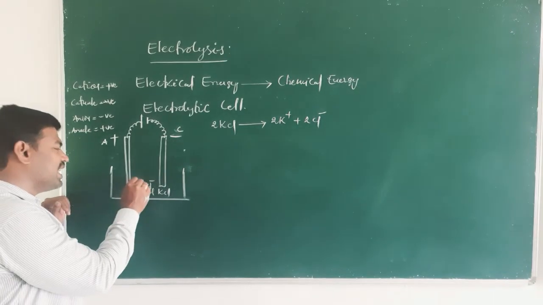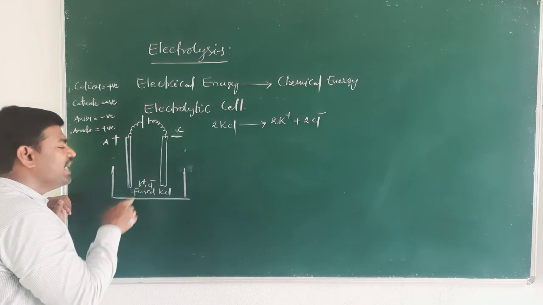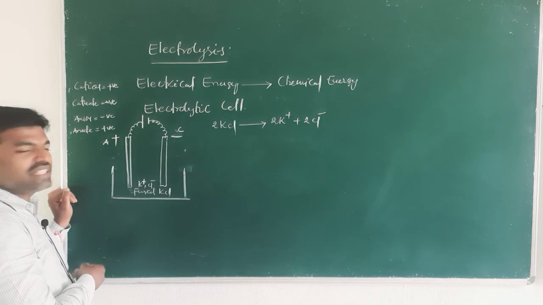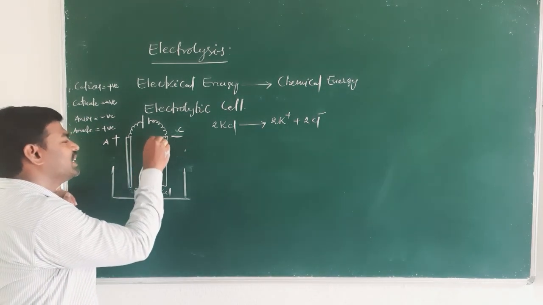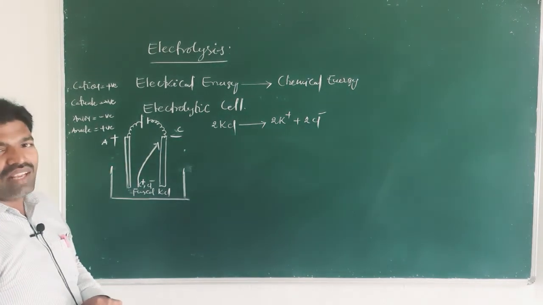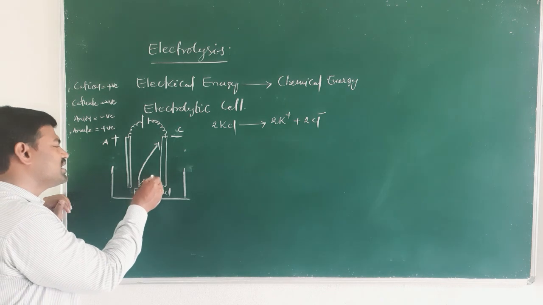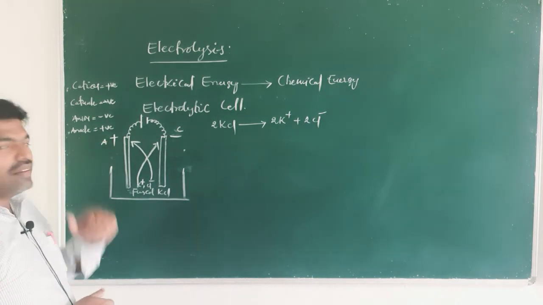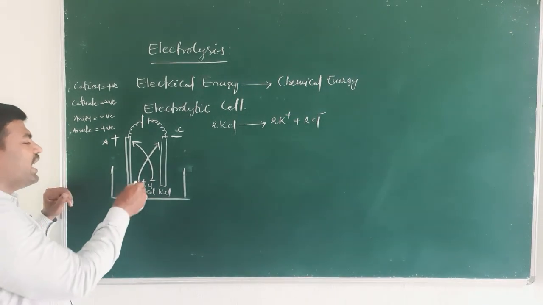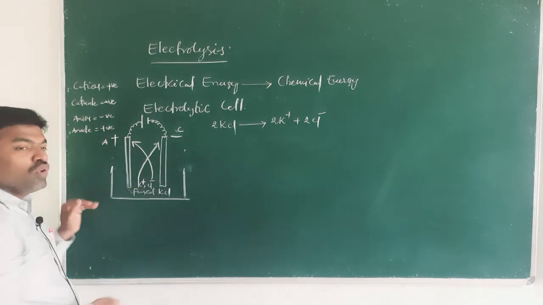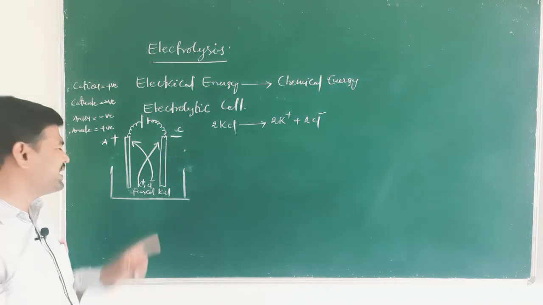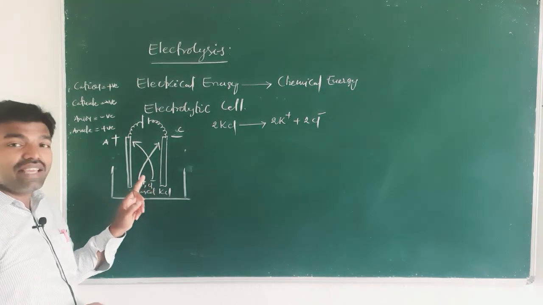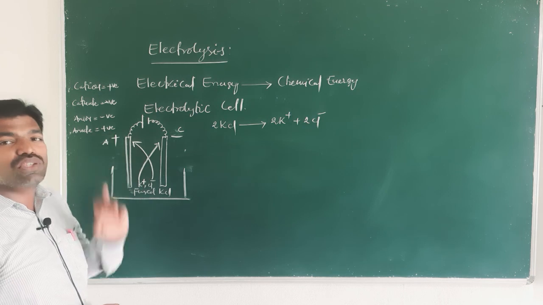So K+, being a positive ion, moves towards the negative electrode, right. What is the negative electrode here? Cathode. And Cl- ion moves towards the positive electrode. What is the positive electrode here? Anode. Okay, so K+ ions and Cl- ions move towards counter electrodes: K+ being a positive ion moves towards the cathode, and Cl- ion is a negative ion, so it moves towards the positive electrode.